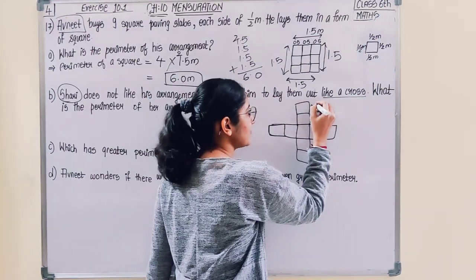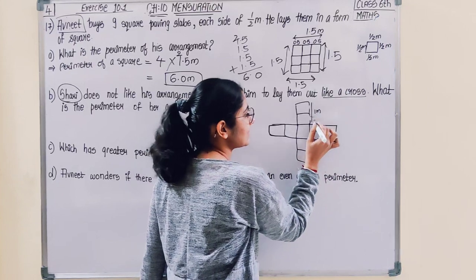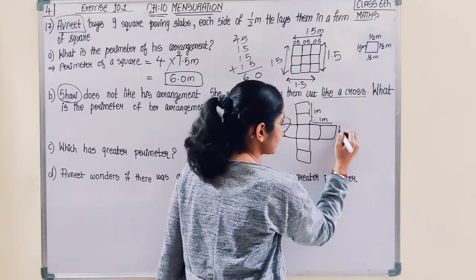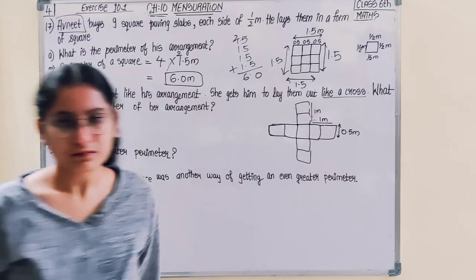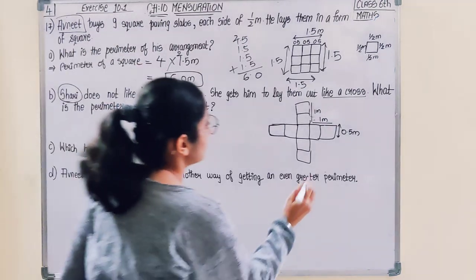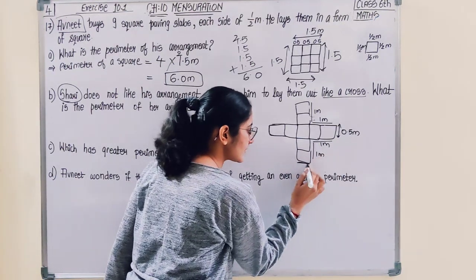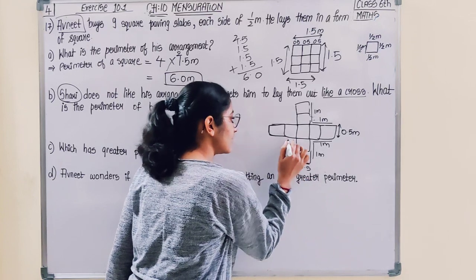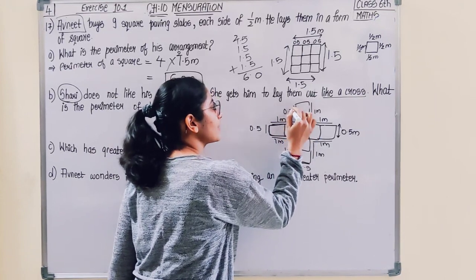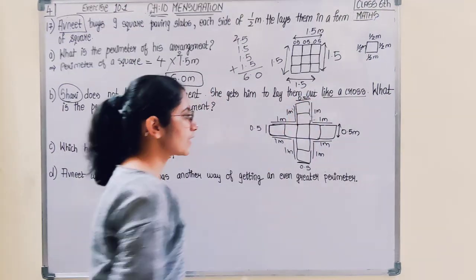ठीक है, तो ये हो गया 0.5 और ये 0.5, half plus half क्या हो जाएगा 1, तो इसको मैं 1 meter लिख दूँ. ये side भी ऐसा ही होगा, ये half और ये half, 1 meter. ये क्या है, this is half, यानि 0.5 meter. ठीक है, इस तरह से करते जाना. आगे देखो, ये 0.5, ये 0.5, तो 1 meter हो गया, ये 0.5, ये 0.5, 1 meter, this is 0.5, this is 1 meter, this is 0.5, I mean 1 meter, 0.5, 0.5, 1 meter, और ये हो जाएगा 0.5, समझ आया?